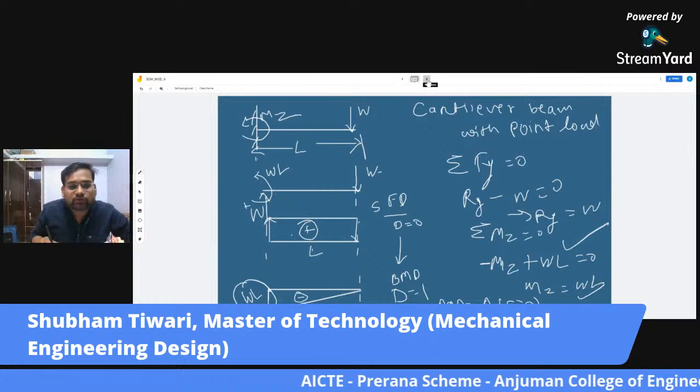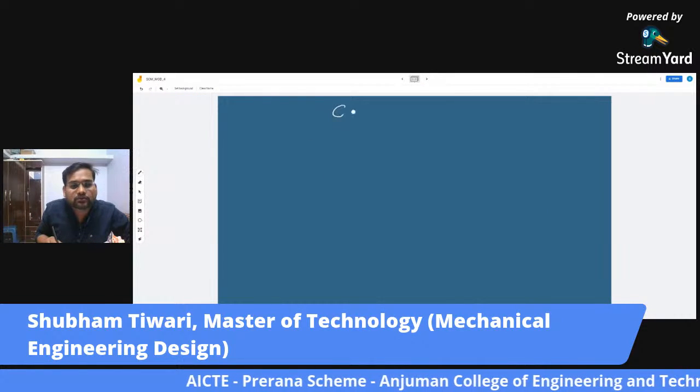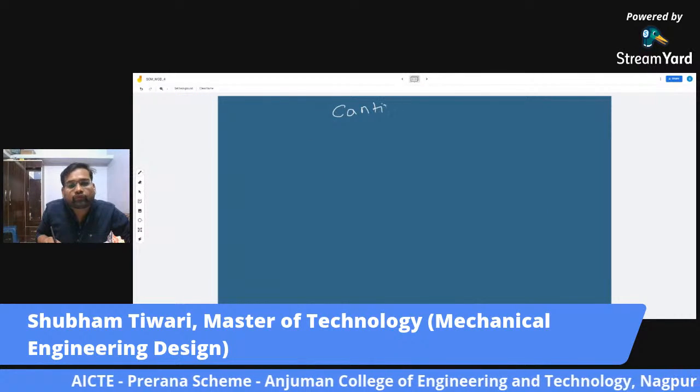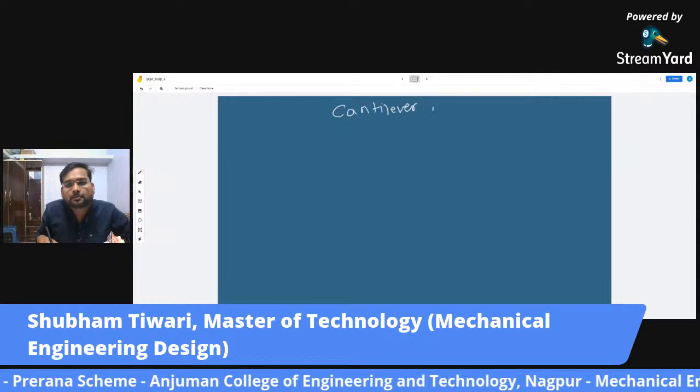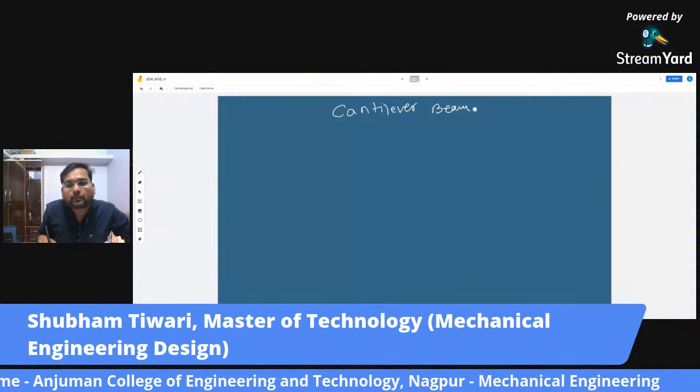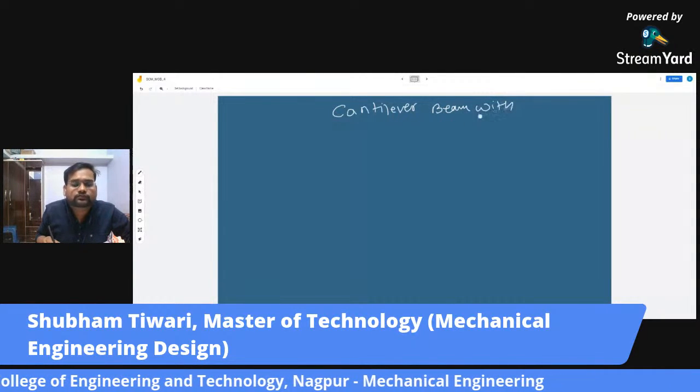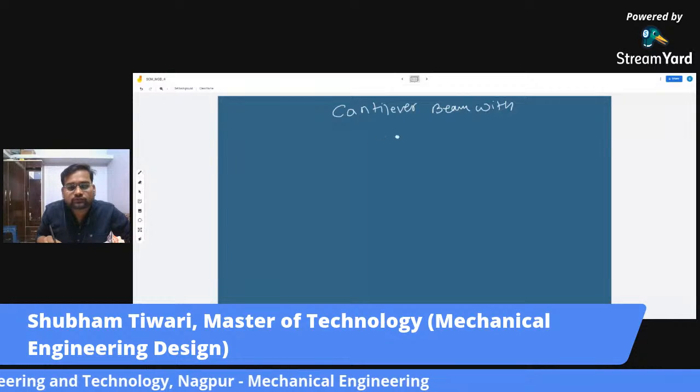Now let us go through another case. Cantilever beam with uniformly distributed load.